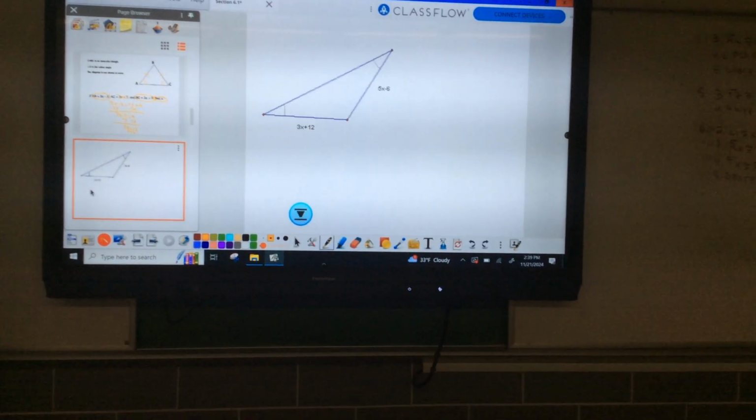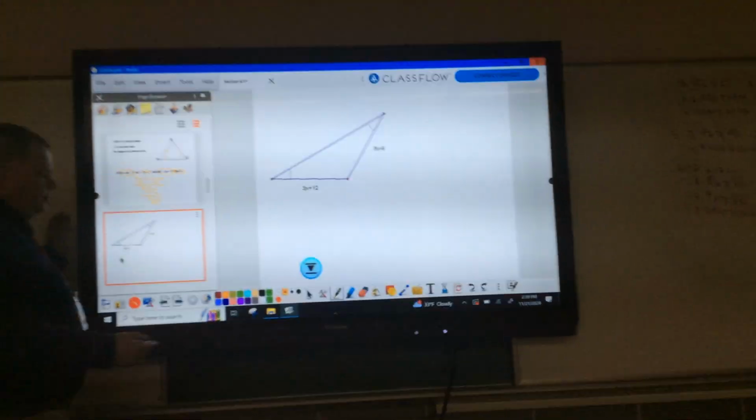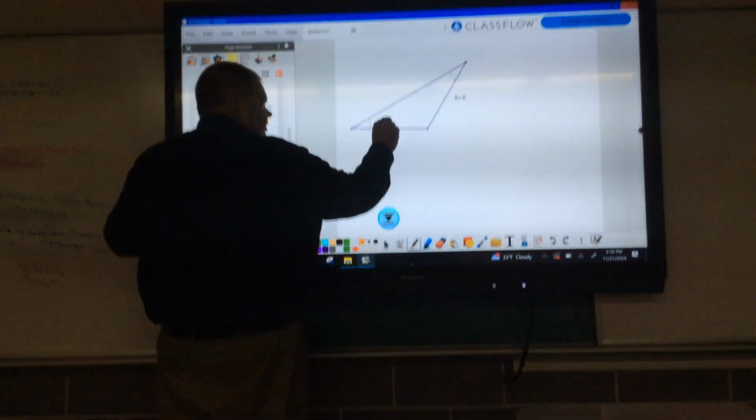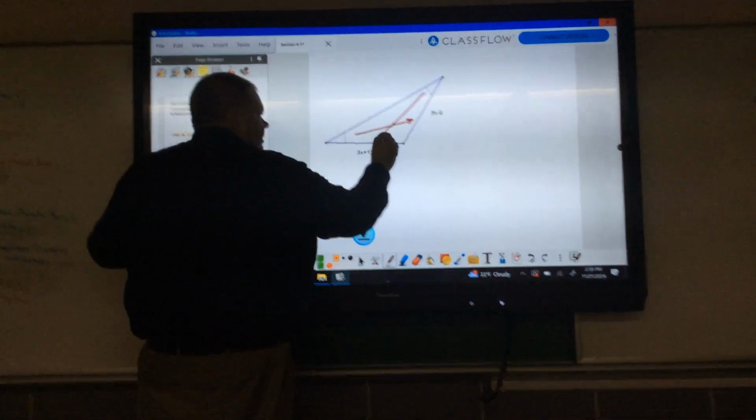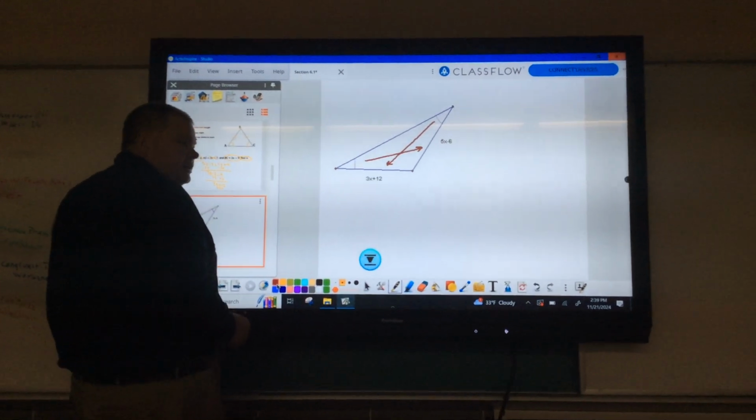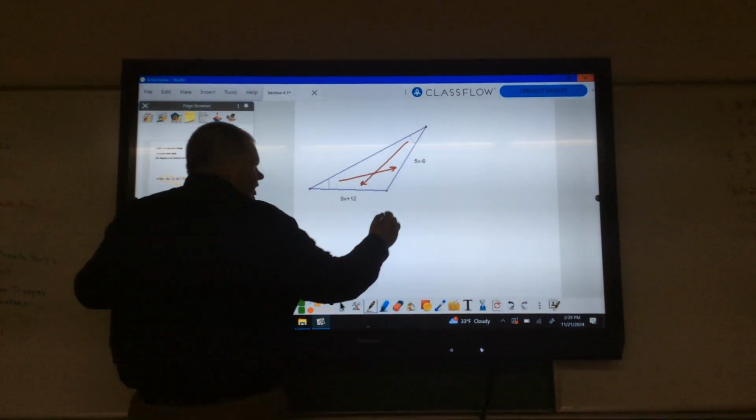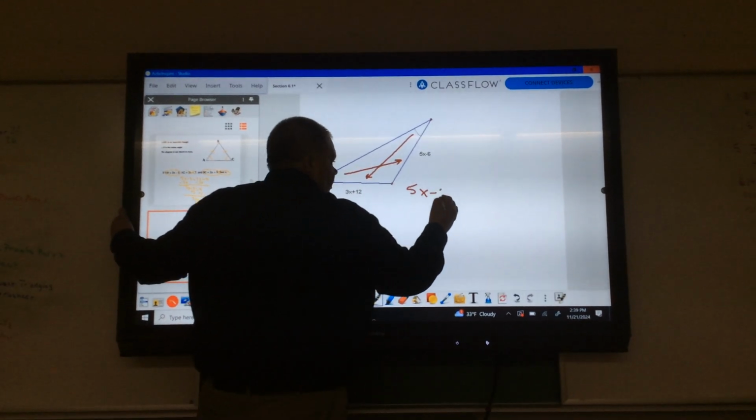The next example we've got, we have two angles that are equal. And the two angles that are equal are across from these two sides. So it helps you to draw lines from your equal angles. Do that so that you know what two sides are the same.